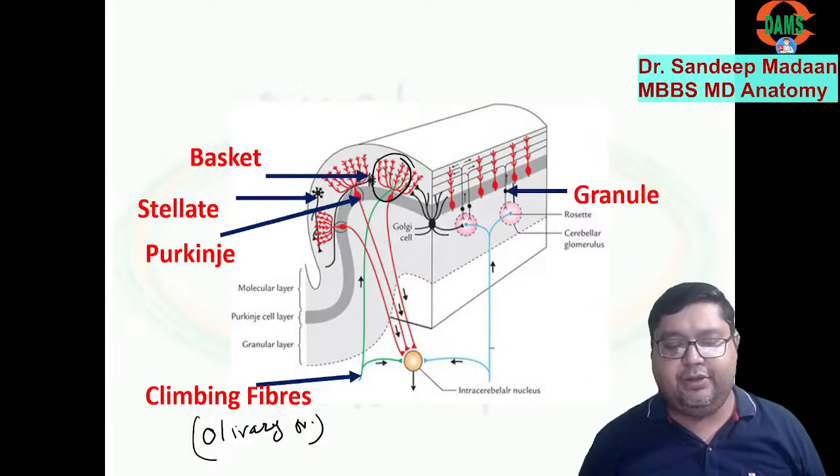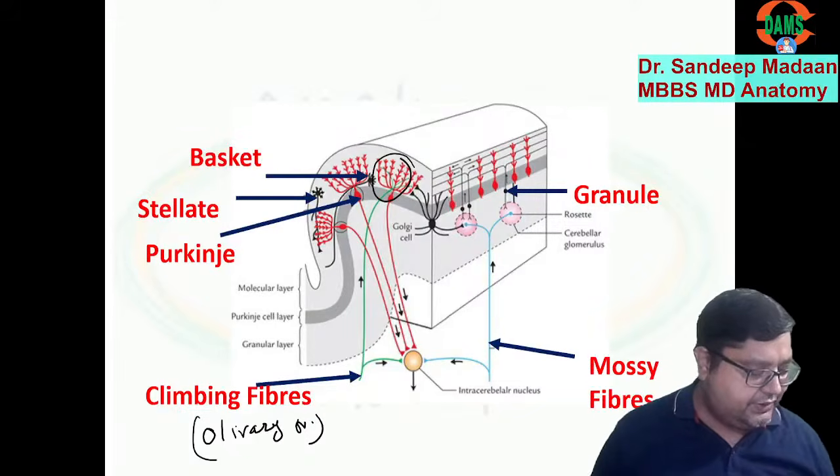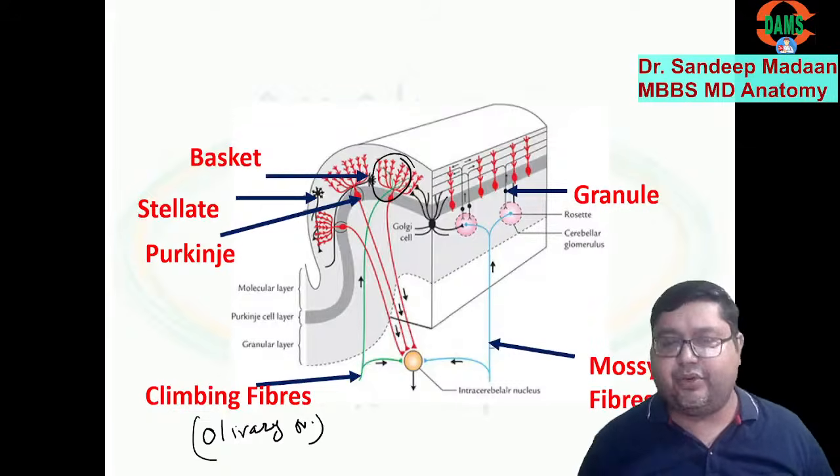But what is this cell? Granule cell, which is helping the mossy fiber. Mossy fiber is coming from all other sources.